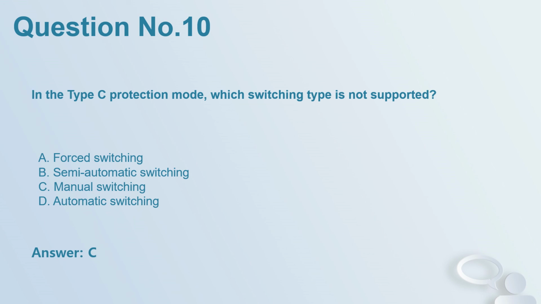Question number 10. In the Type C protection mode, which switching type is not supported? A. Forced switching. B. Semi-automatic switching. C. Manual switching. D. Automatic switching. Answer C.